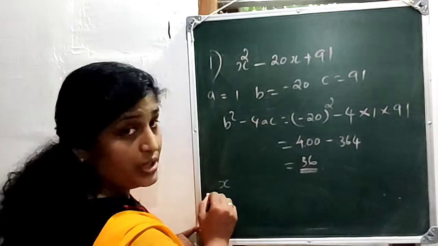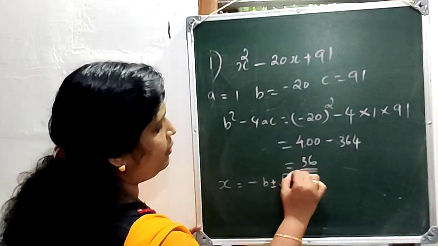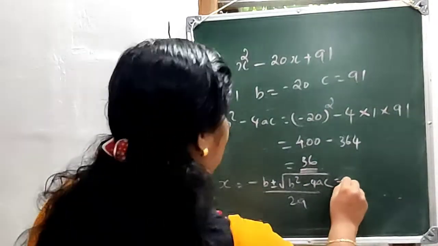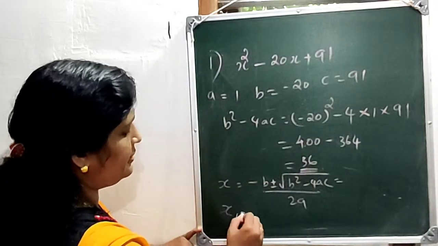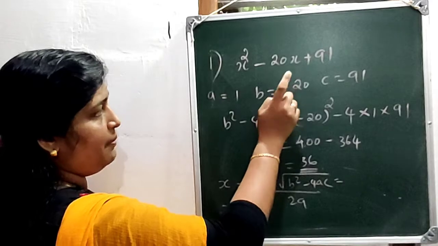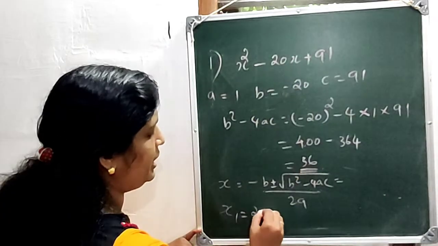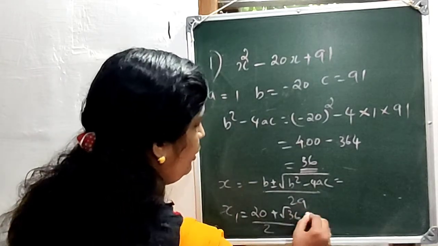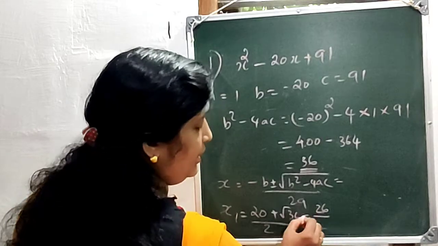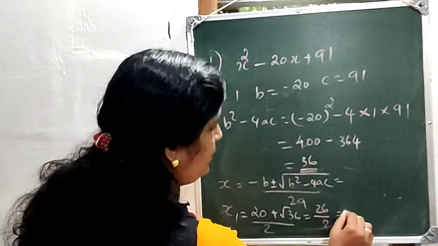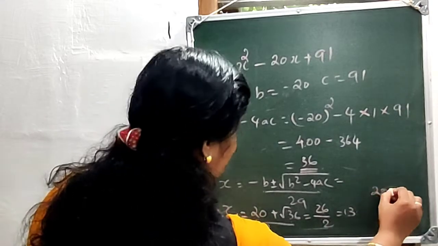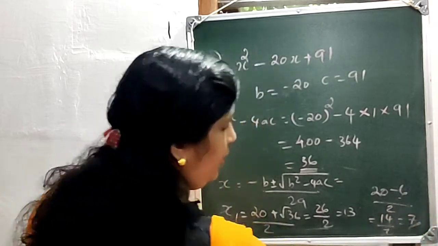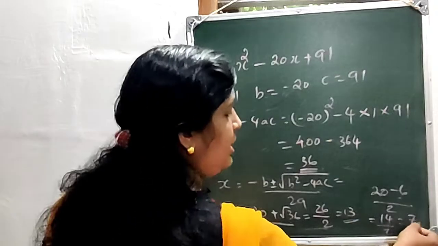Now we are going to find out the solutions. That is, x is equal to minus b plus or minus root b square minus 4ac by 2a. So x1 is minus b. Minus b means minus of minus 20, that is 20 plus root 36 by 2a, that is 2. 20 plus 6 is equal to 26. Root 36 is 6. So 26 by 2 is equal to 13. And one more solution, that is 20 minus 6 by 2, that is 14 by 2 is equal to 7. Okay, so the two solutions are 13 and 7.